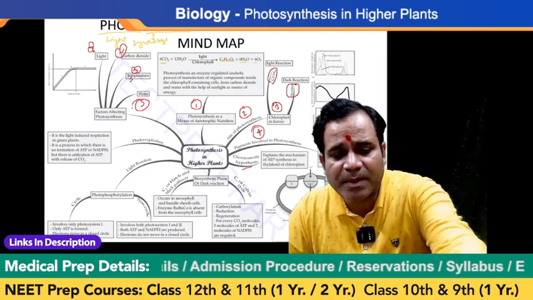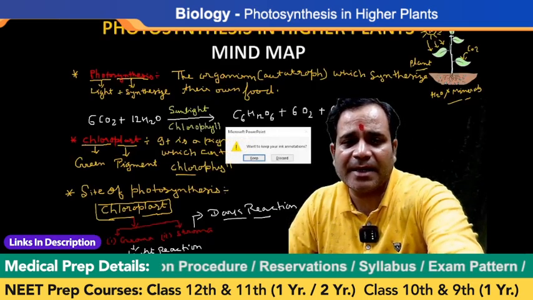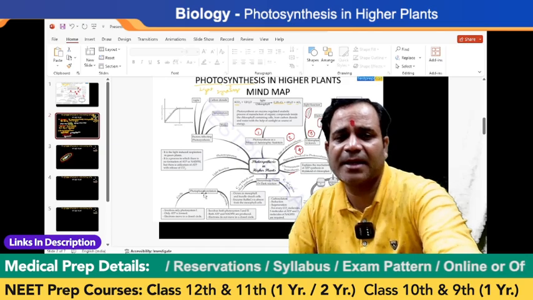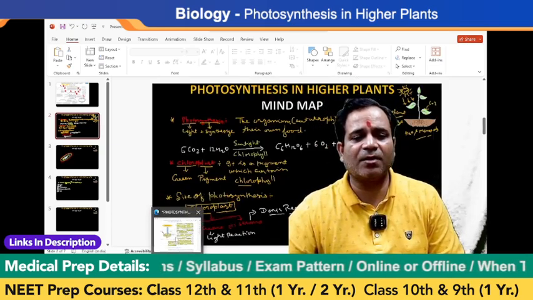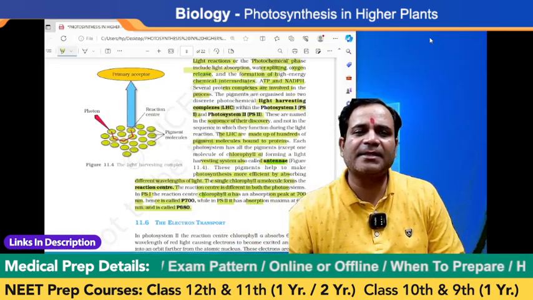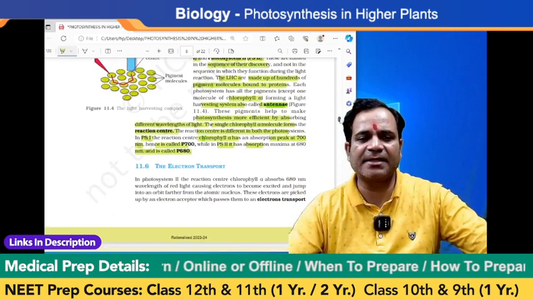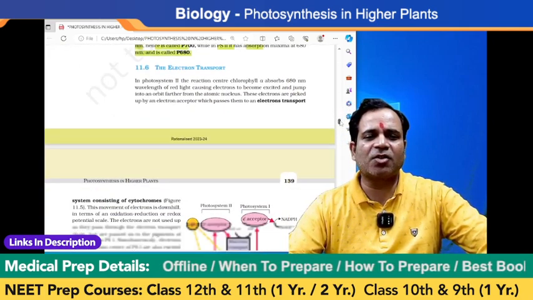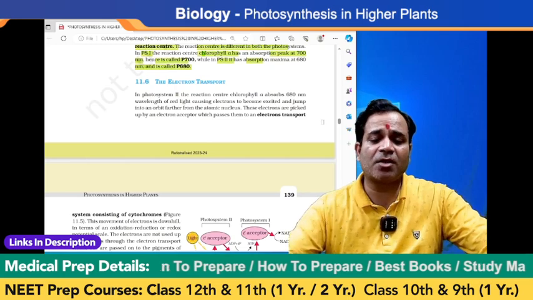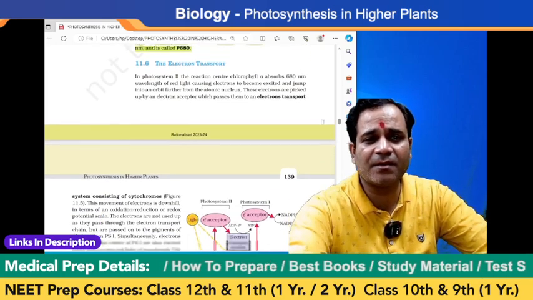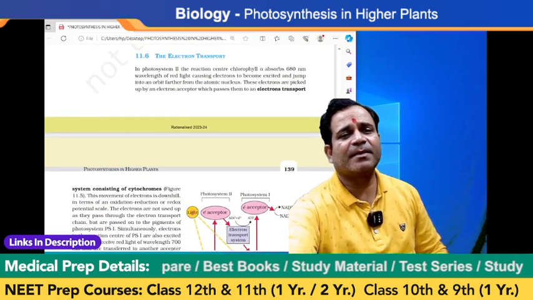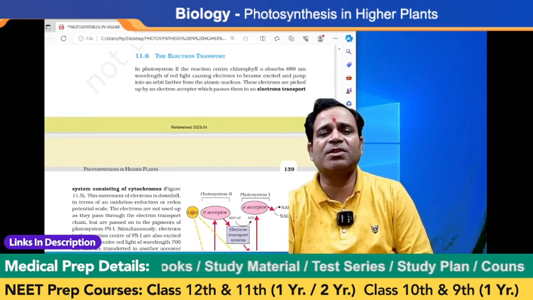Now here the point comes from NCERT. Okay, let's keep it here and now move to NCERT. Let's see, my dear, what is written in NCERT. The electron transport system, you know, is given here in photosynthesis, in photosystem second.